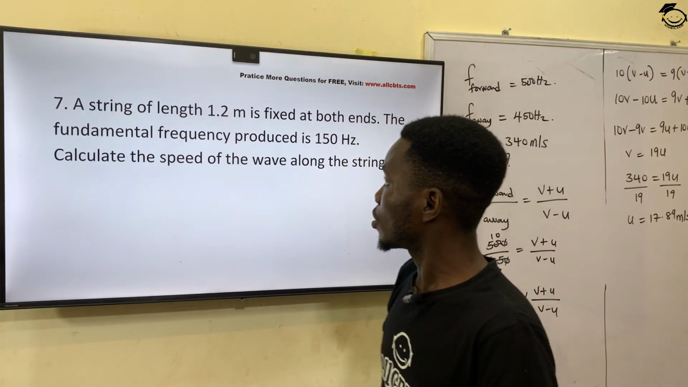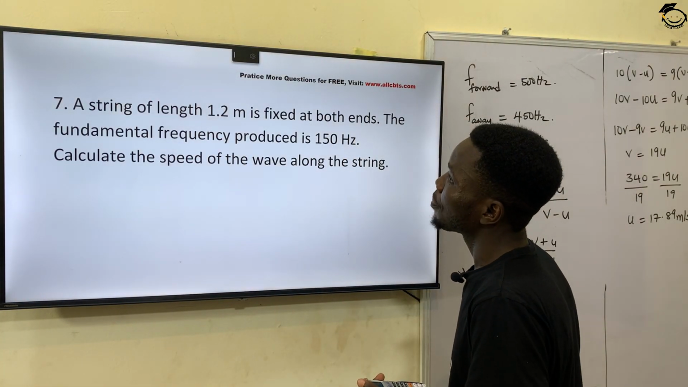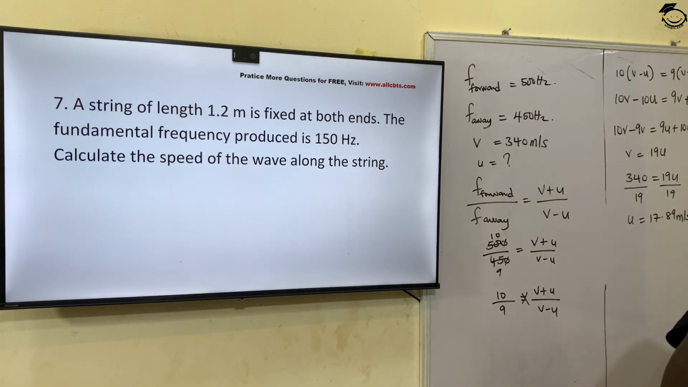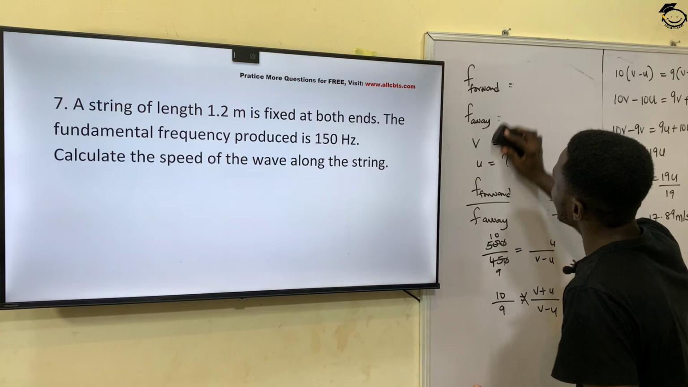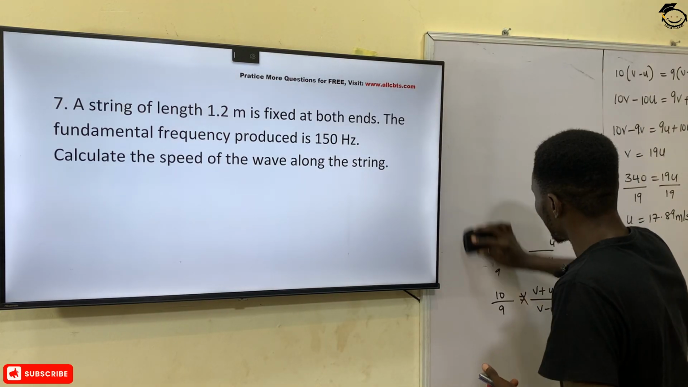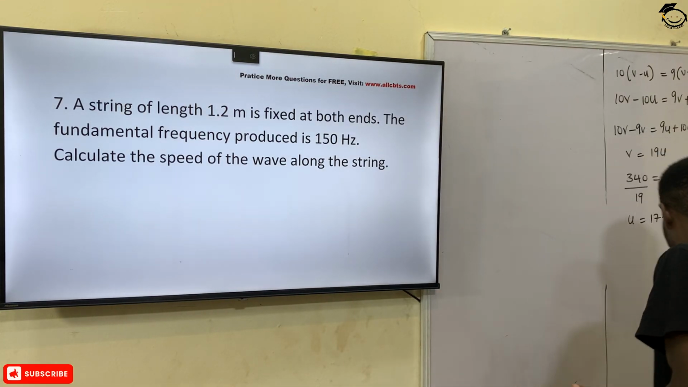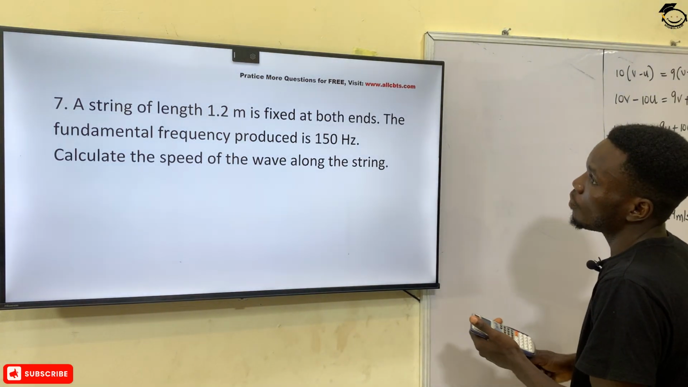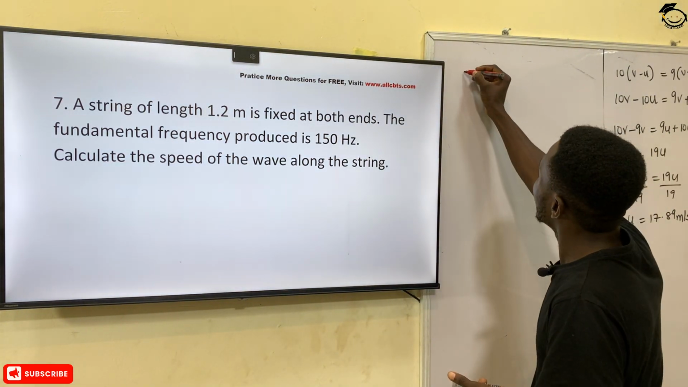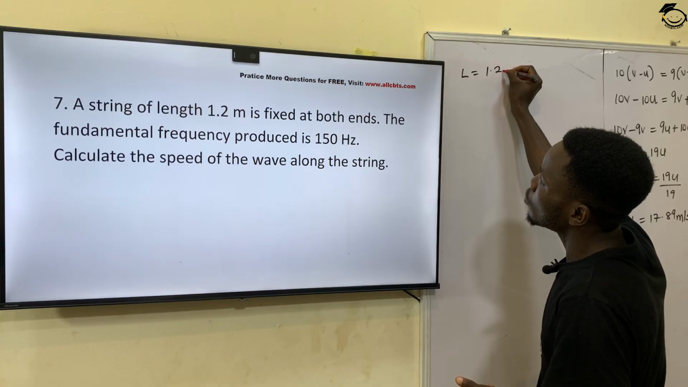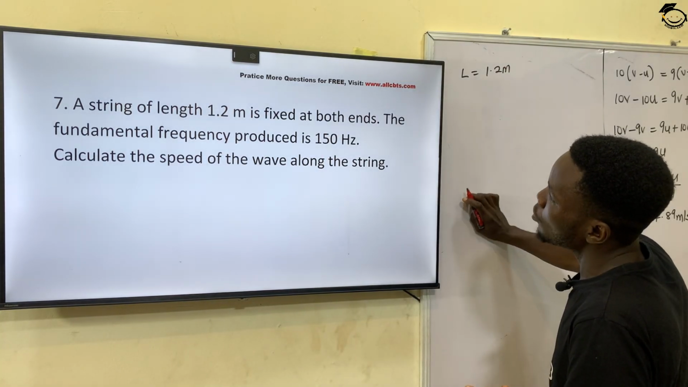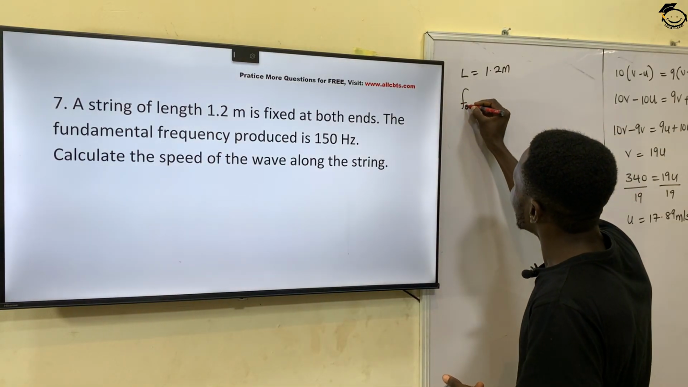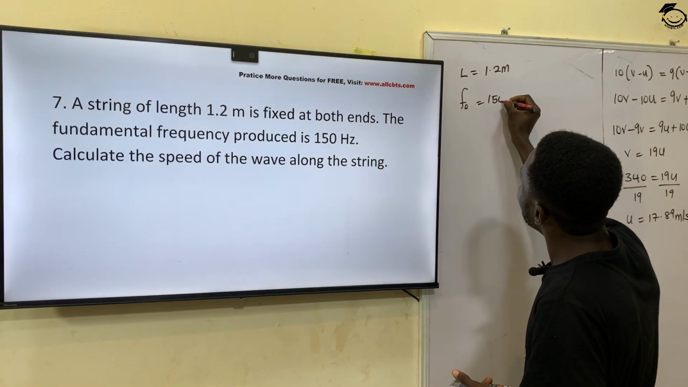Moving on to the next question, which is question number 7. It says, a string of length 1.2 meters. So we have a string of length 1.2 meters. Our length was given as 1.2. It is fixed at both ends. The fundamental frequency produced, our F0, was 150 Hz.